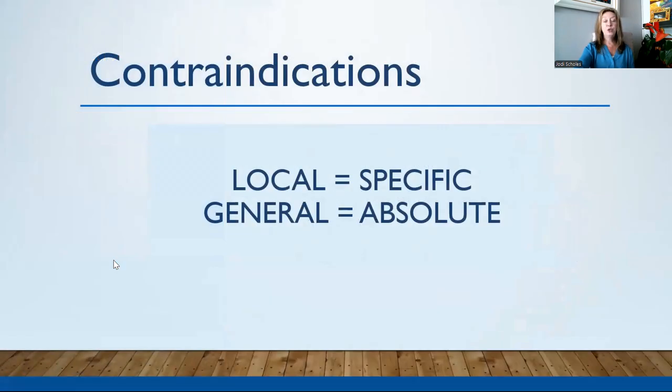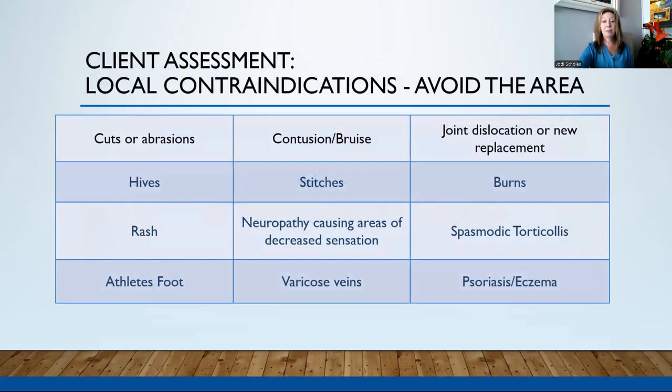So, understanding the difference between local contraindications and general contraindications. Local contraindications are specific. They're a specific area. We avoid the local area. But a general contraindication is also sometimes called an absolute. We can't do the massage. It could cause more harm if we do the massage. It will be your job to determine, is this a local contraindication or is it a general contraindication? Let's review what both of them are.